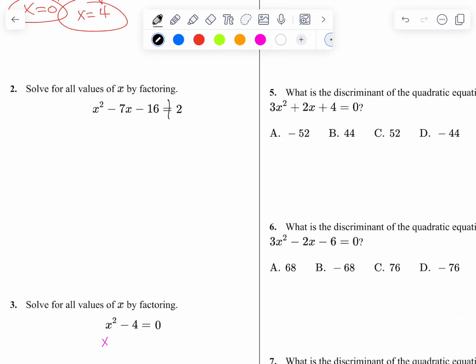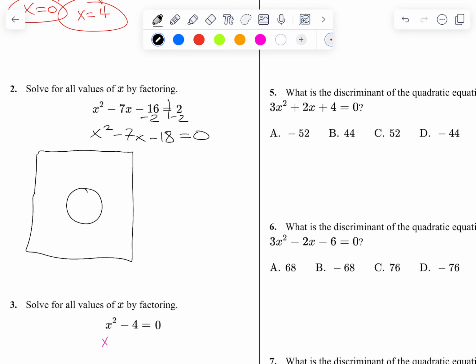Looking here, I need to set it equal to 0, so minus 2, x squared minus 7x minus 18 equals 0. I'm going to set up my box and circle. We've been working with that. x squared minus 7x minus 18. If you need help with that, go take a look at the first quadratics review. This is the second one.